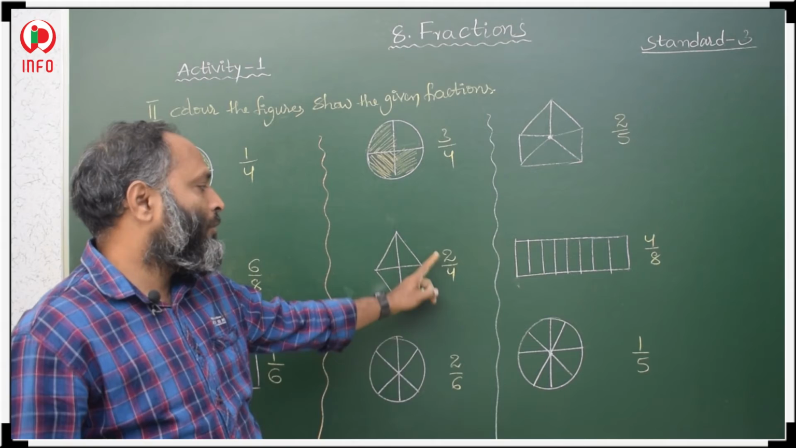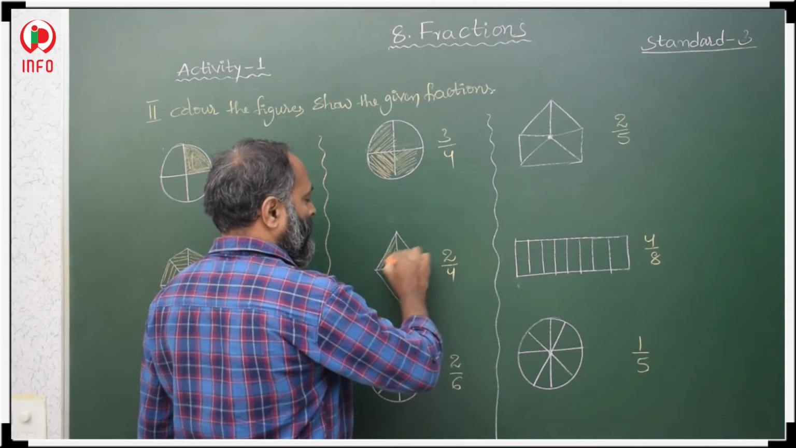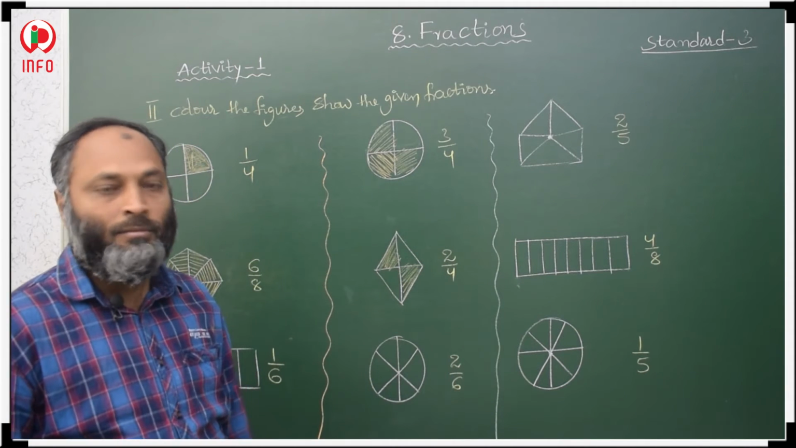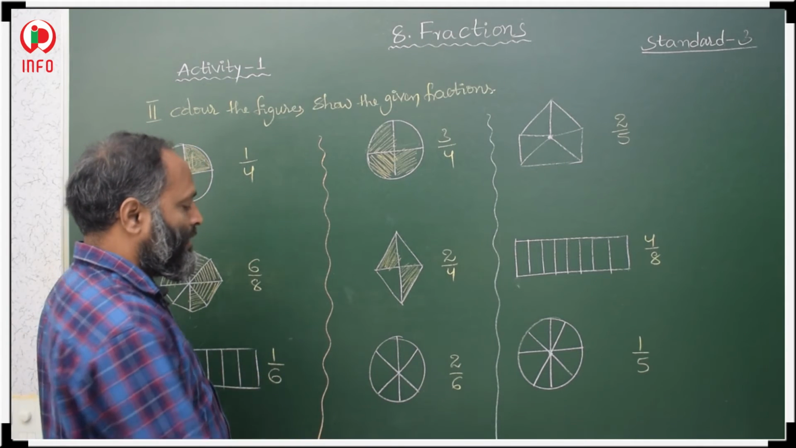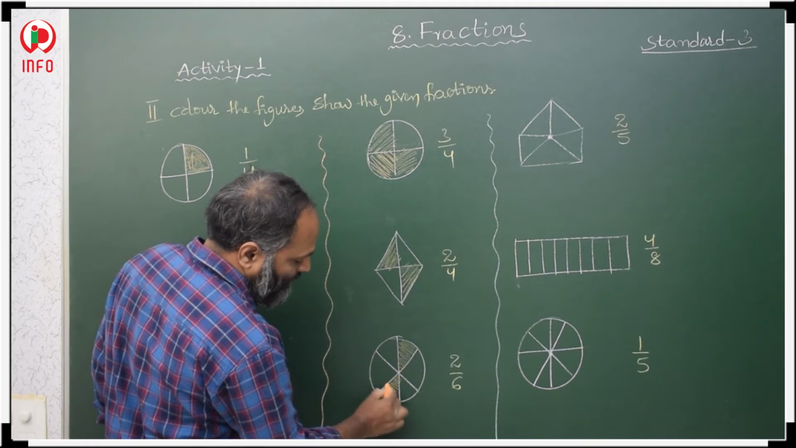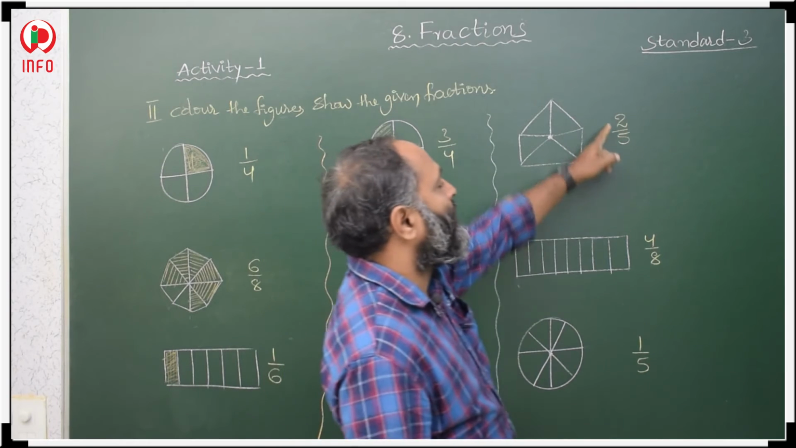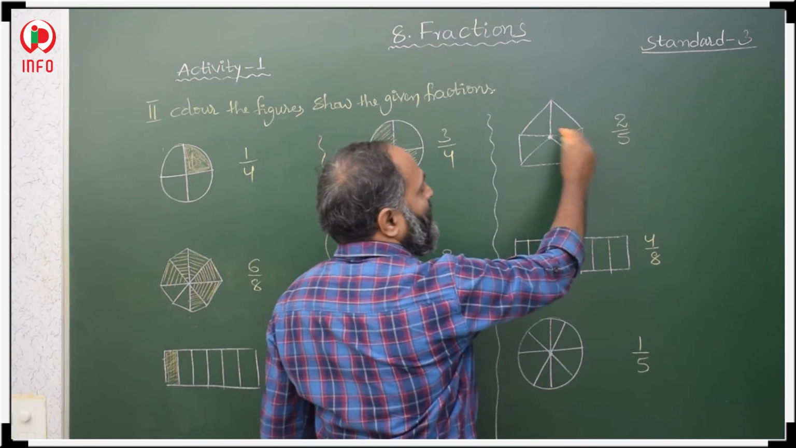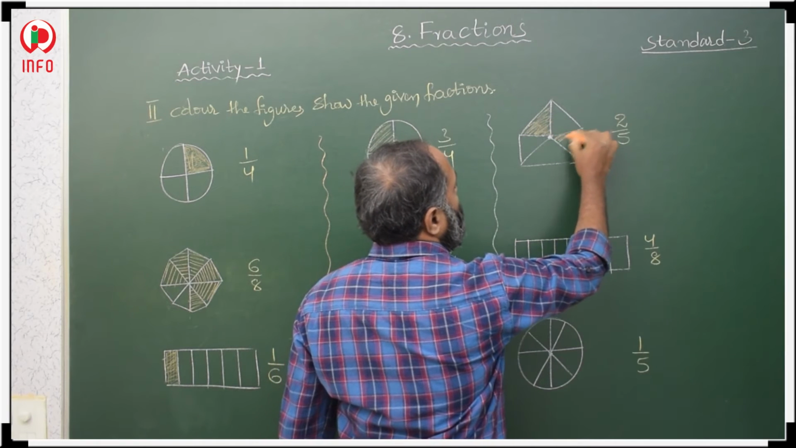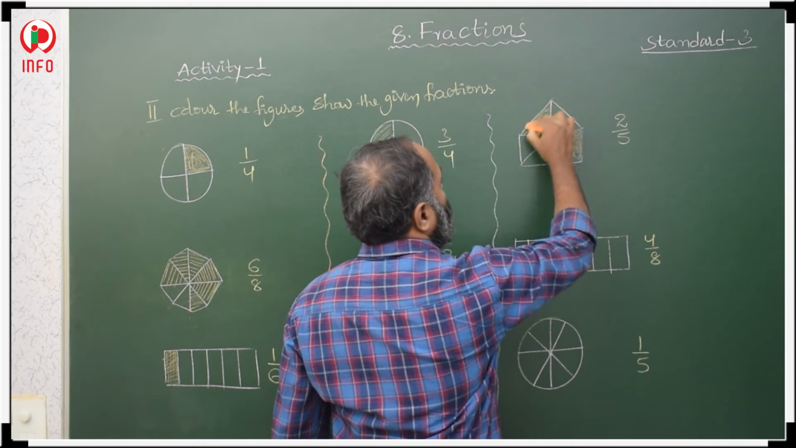Now, 2 by 4. 2 by 4 means any 2 parts we have to shade. This is first part, this is second part. Total 2 parts we have to shade. Now, 2 by 6 means any 2 parts we have to shade. So, this is first part, this is second part. Okay. Now, 2 by 5, any 2 parts we have to shade. This is first part, this is second part. So, this part we have to shade.